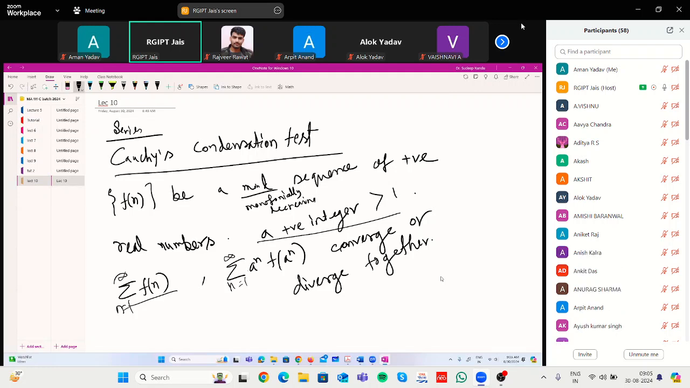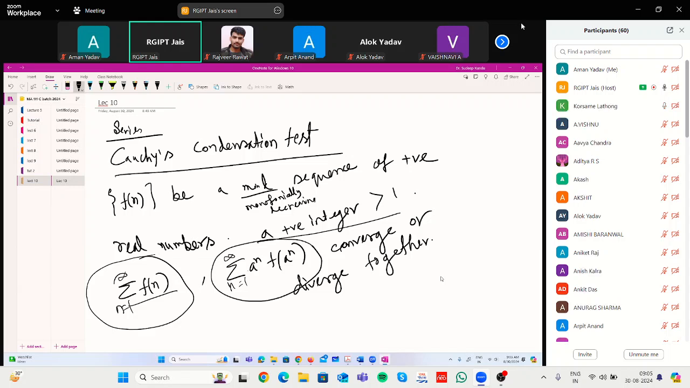Suppose you want to test some series, you have to check its convergence. Suppose you know for some a greater than 1 whether this series is convergent or not. Suppose this converges for a equals 2, that is, the series of 2 to the power n, f of 2 to the power n. Then the original series will also converge. If it converges, then it will converge. If it diverges, then f(n) will also diverge. Okay.